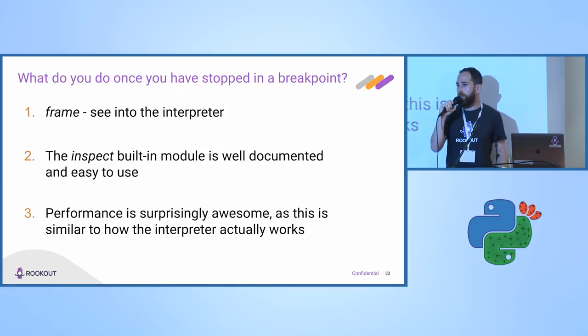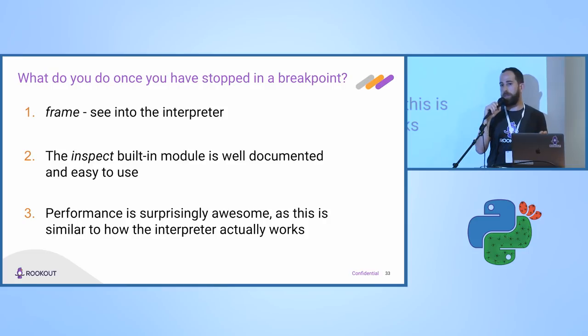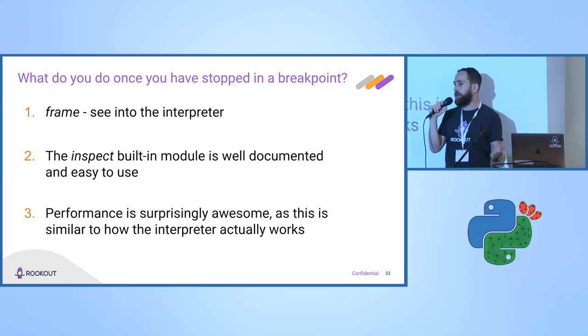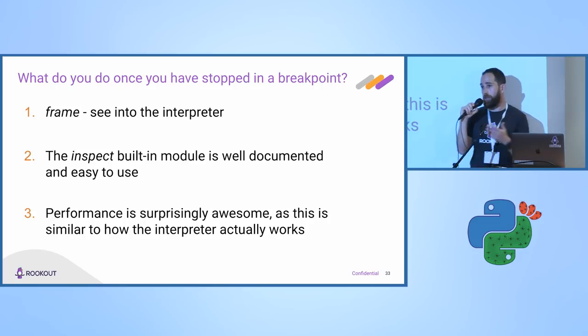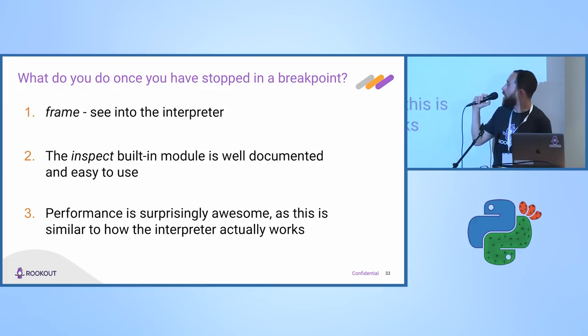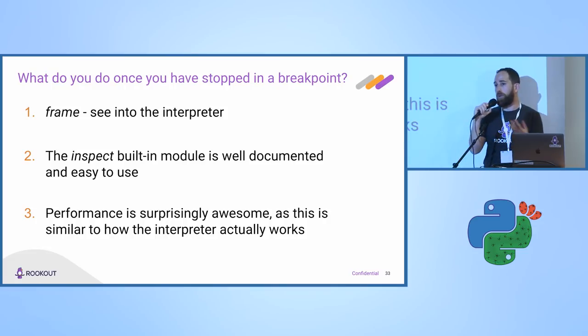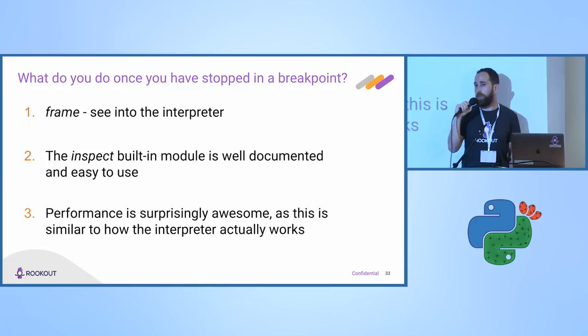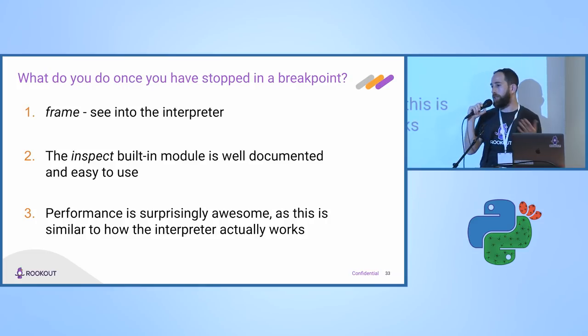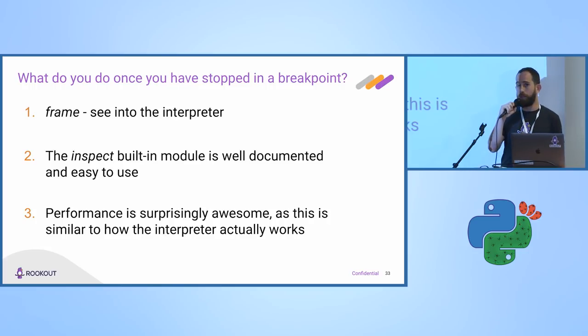Well, I'm sure you remember the first argument for the trace function is frame. Frame is literally the state of the interpreter as it's executing our code. By looking into the frame, we can get any piece of data we want: local variables, stack traces, the source code, whatever. And the inspect module is well documented and easy to use and allows us to walk through those objects in a very easy manner. Now, unlike what I've shown you earlier, performance here is quite awesome simply because it's very similar to how the interpreter works behind the scenes. It's the same objects and the same methods the interpreter uses, so everything is quite fast and simple.